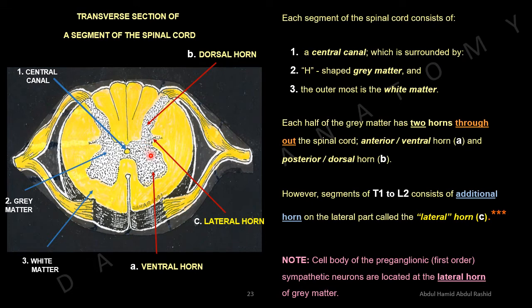However, segments T1 to L2, that is the first thoracic segment to the second lumbar segment, have an additional horn on the lateral part of the gray matter, called the lateral horn. The lateral horns from T1 to L2 segments are the location of the cell bodies of preganglionic, that is first order, sympathetic neurons.